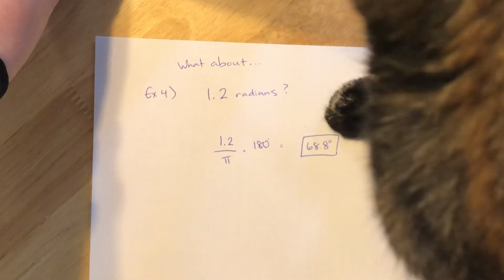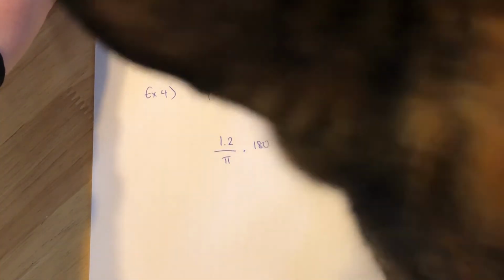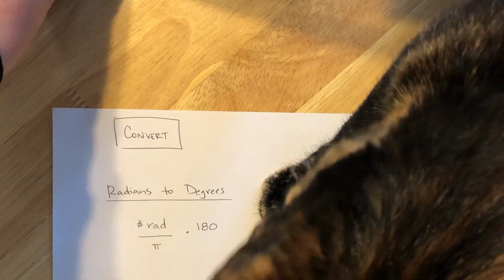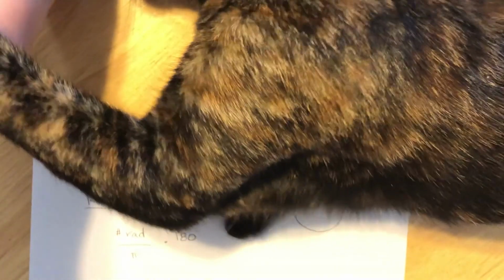So keep in mind that we do have shortcuts when pi is involved, or we just have to use the formula when we don't have pi.